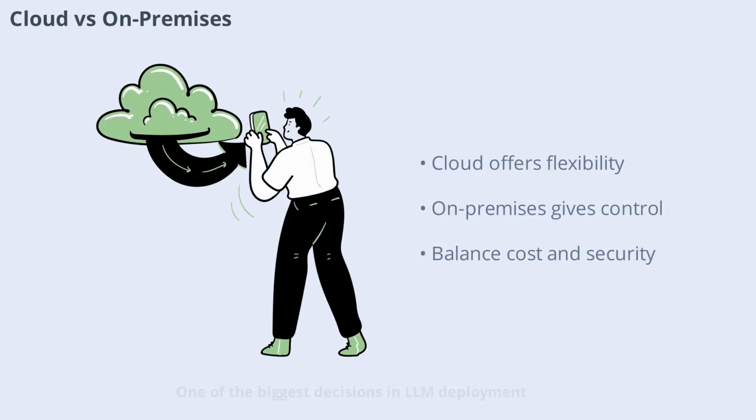One of the biggest decisions in LLM deployment is whether to use cloud services or on-premises hardware. Cloud platforms offer flexibility and scalability, making it easy to adjust resources as needed. On-premises solutions, on the other hand, provide greater control and may be preferable for sensitive data. Weigh the trade-offs carefully, considering factors like cost, security, and maintenance. The right choice depends on your organization's needs and resources.